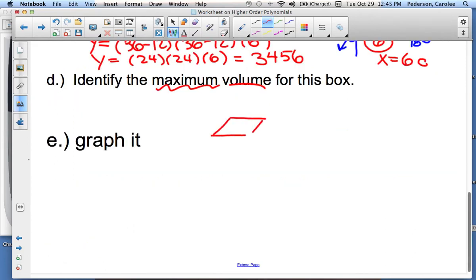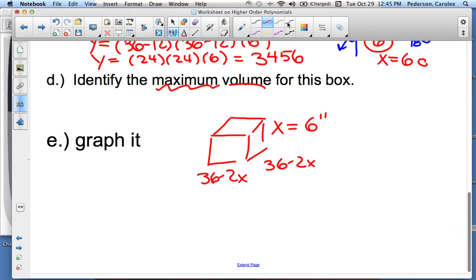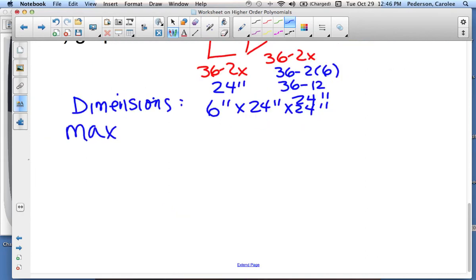If I draw this picture of the rectangular prism again, our x is 6 inches, and these two were 36 minus 2x. We have to substitute x in. So 36 minus 2 times 6, 36 minus 12 is 24 inches, and then this one is 24 inches. So the dimensions of this prism, length, width, height, is 6 by 24 by 24. That'll give us a maximum volume of 3,456 inches cubed.